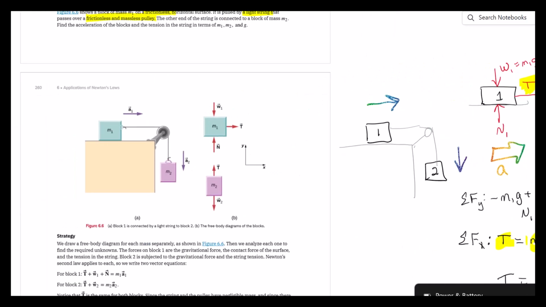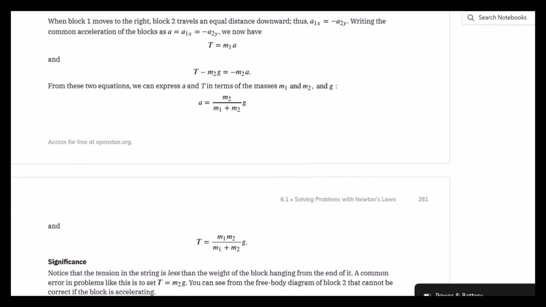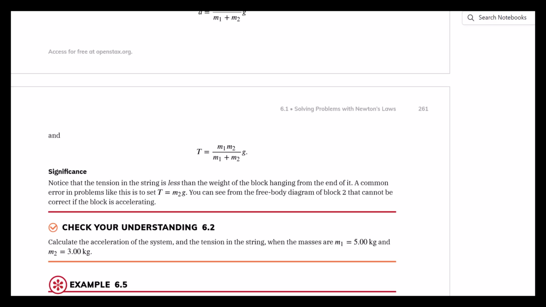So that's really where we're trying to go. It's far less important that you're getting the answer than you're understanding what we're doing and how we're getting these equations.